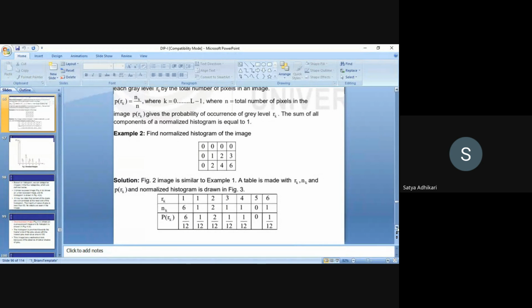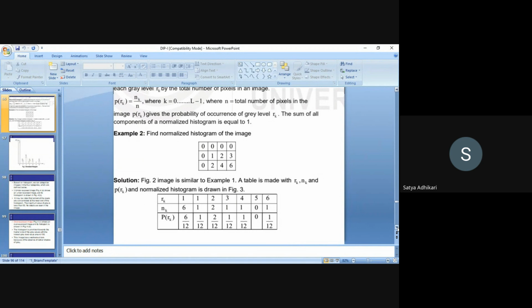Similarly, 1 occurs 1 time, so 1 by 12. 2 occurs twice, so 2 by 12. 3 occurs once, so 1 by 12. The probability of getting 3 is 1 by 12. The probability of getting 4 is also 1 by 12.